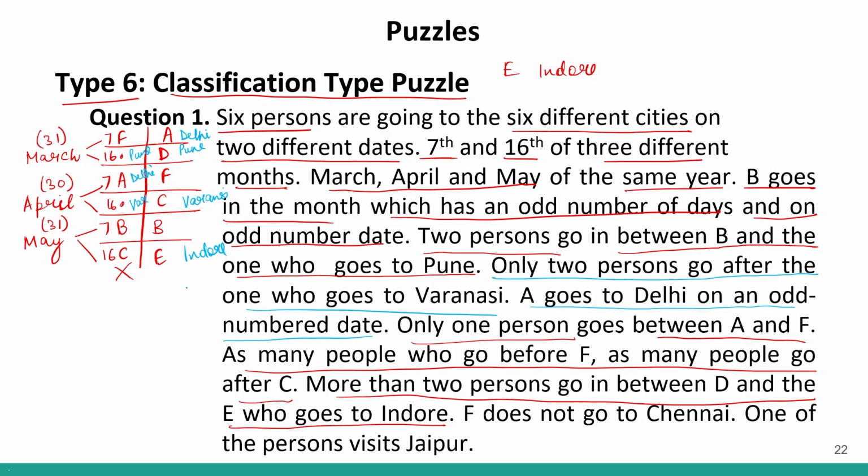Correct? Now, F does not go to Chennai. So if I look at here, I have 2 empty positions, F and B. So F does not go to Chennai. That means B will go to Chennai. Correct? And it is given to us that one of the persons visits Jaipur. So the person visiting Jaipur would be over here. So this will be my final arrangement. The one who goes to Jaipur would be F. Okay? Now let us look at the questions.